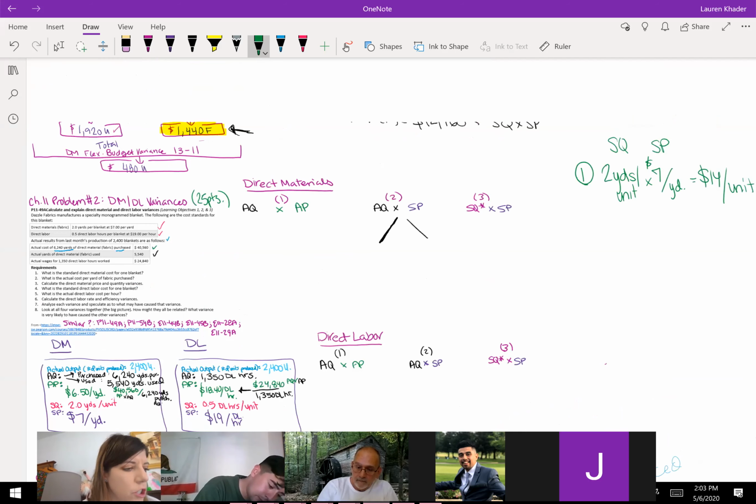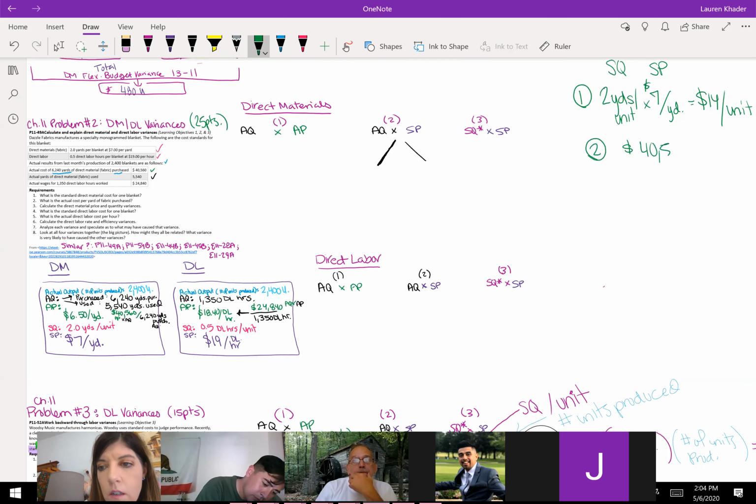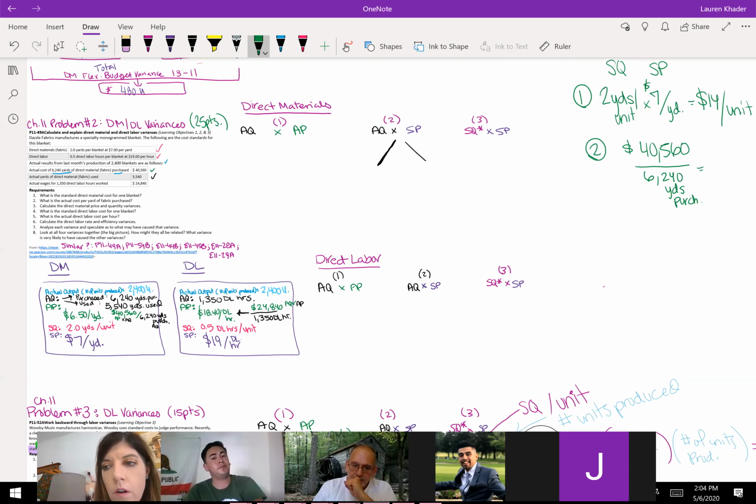For question 2, what is the actual cost per yard of fabric purchased? Did we already figure that out? Yes, we already figured that out. The way that we figured that out was we took the $40,560 actual price paid for those 6,240 yards purchased to calculate $6.50 per yard is the actual price paid.